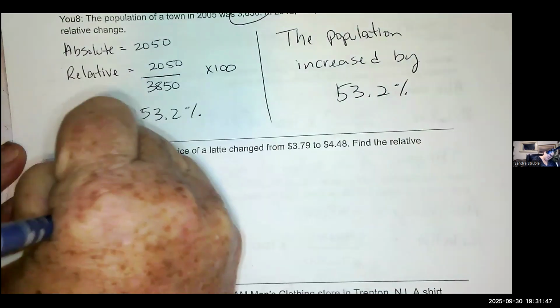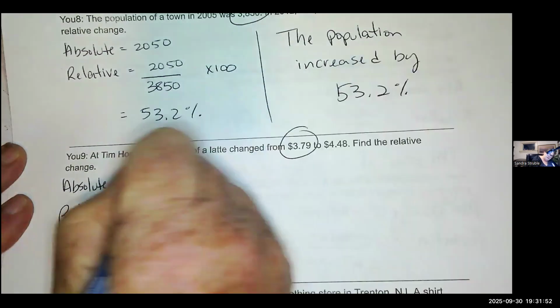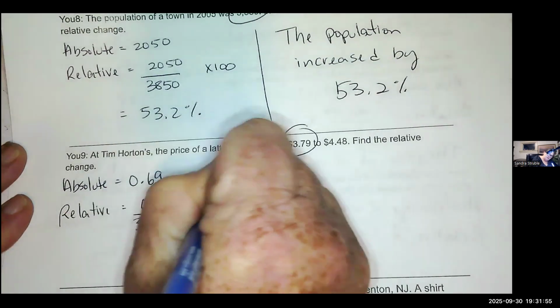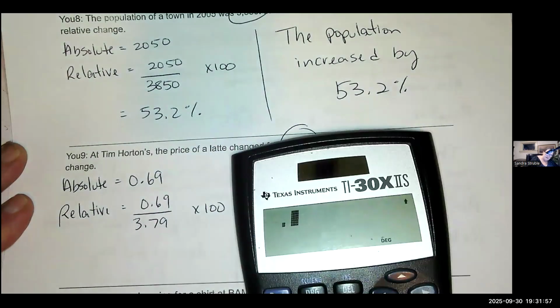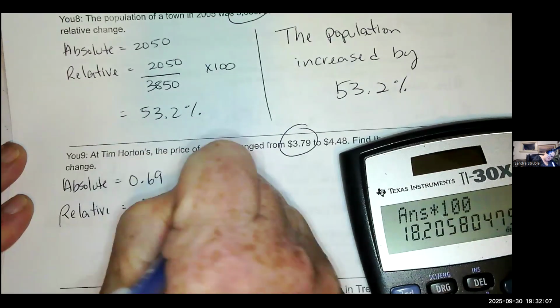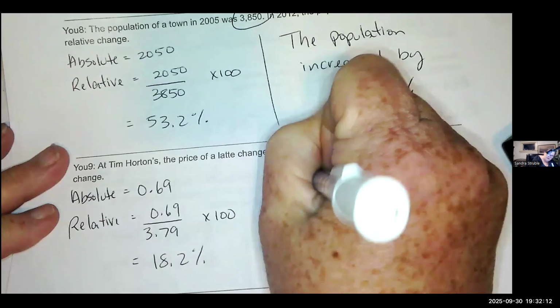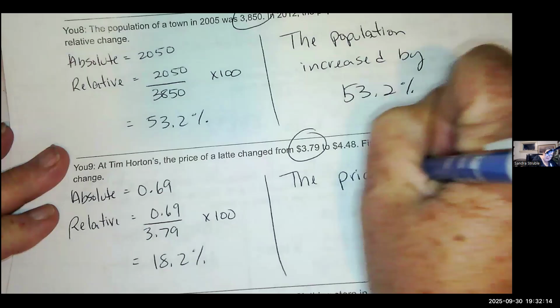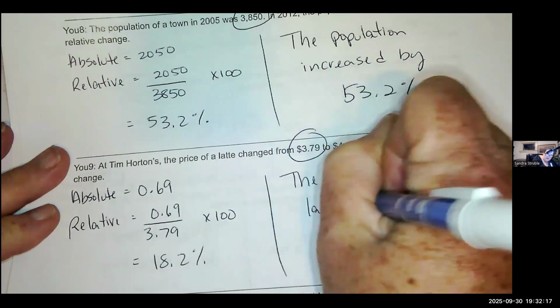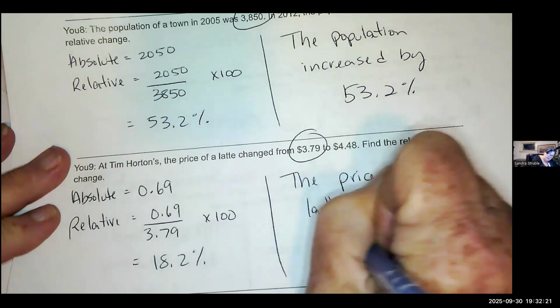Relative change is going to be the absolute divided by the old value, 3.79, times 100. So 0.69 divided by 3.79 equals, and then times 100. And I got 18.2%. Same sentence, the price of a latte increased by 18.2%.